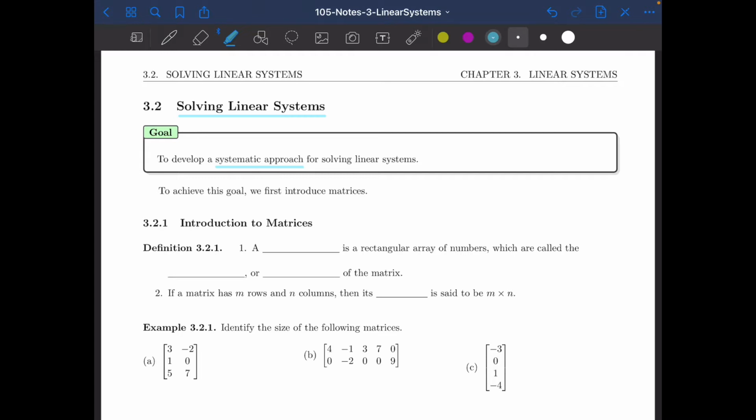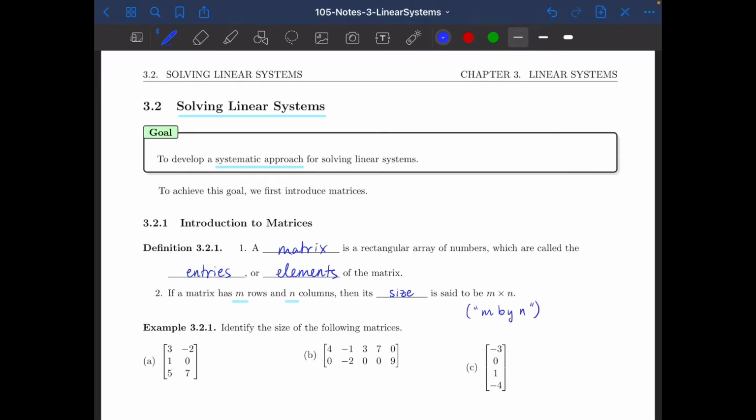What is a matrix? Definition 3.2.1 tells us that a matrix is a rectangular array of numbers which are called the entries or elements of the matrix. If a matrix has m rows and n columns, then its size is said to be m by n. And so this is pronounced m by n.